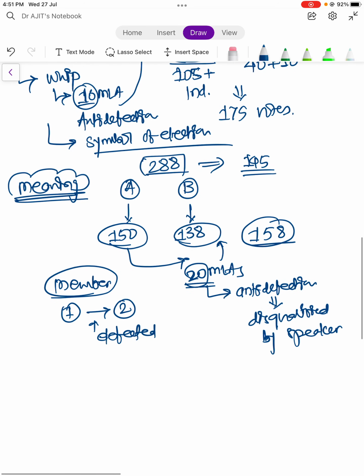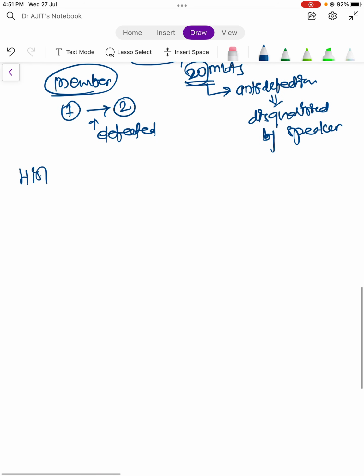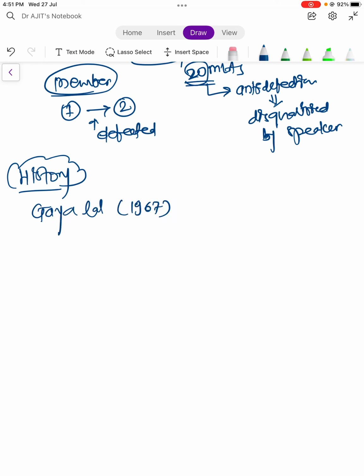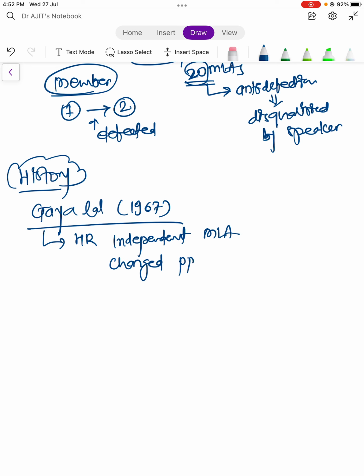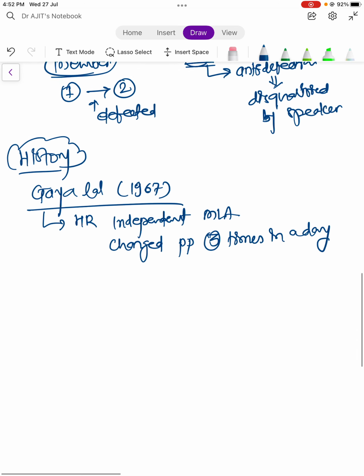Next point we will see is a brief history of this anti-defection law. The very famous case is Gayalal, 1967. What happened? This Gayalal from Haryana was an independent MLA. In the political turmoil, he changed his political party, or changed his side, 3 times in a day. That's why he became very famous.